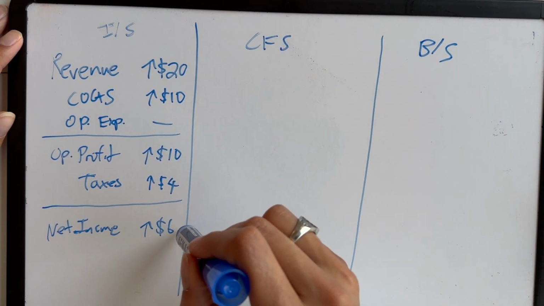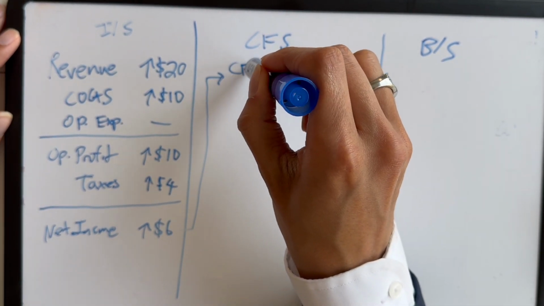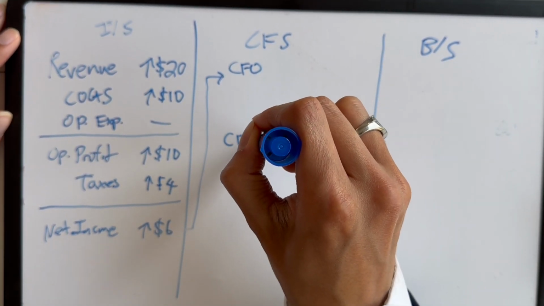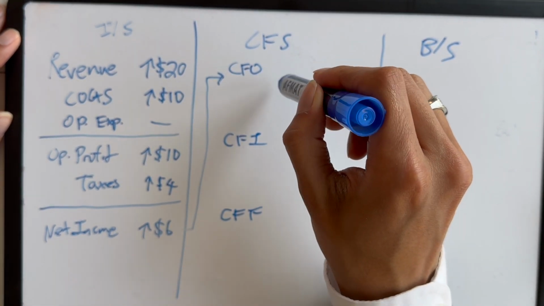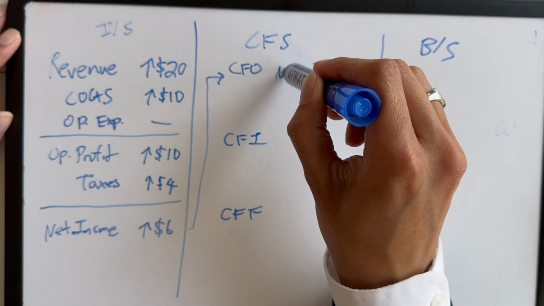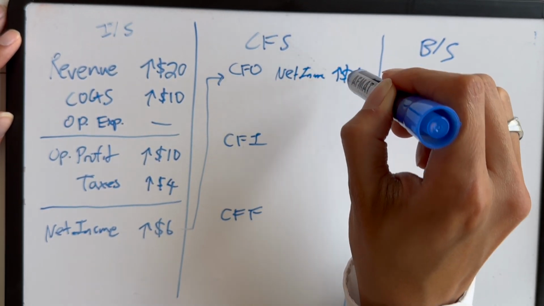So remember, our net income flows up to the top of our cash flow statement. Remember, we got cash flow from operations, cash flow from investing, cash flow from financing. So focus on cash flow from operations. We start out with net income, and we're up by 6. And remember that we have the expense of inventory. So if it costs us $10 to make this product, then we want to account for that as well.